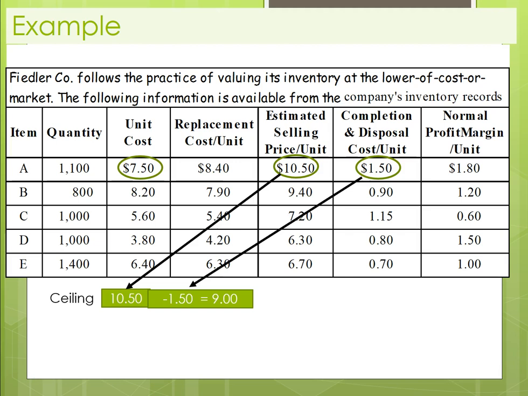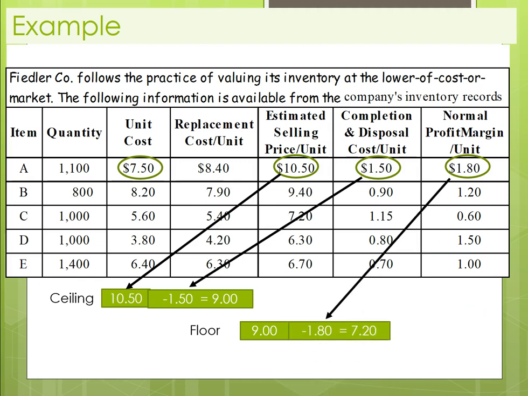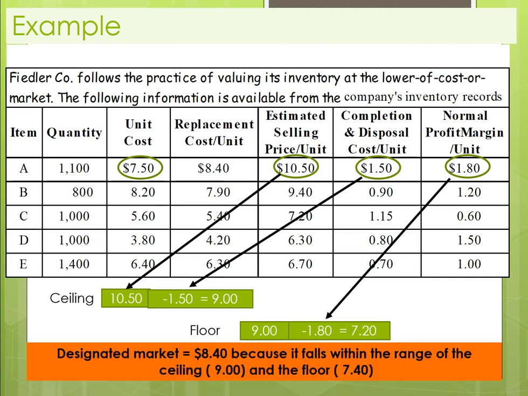Now the next thing we have to do is look at the floor. For the floor, we're going to take that $9, and now subtract our profit margin. That gives us our floor, which is $7.20. Based on this, designated market would be $8.40, because it falls within the range of the ceiling of $9 and the floor of $7.20. Now let's walk through the other items, and I'll show you how all this works.